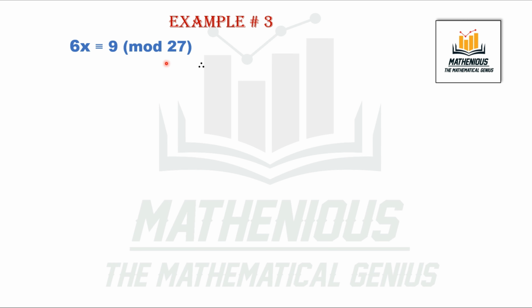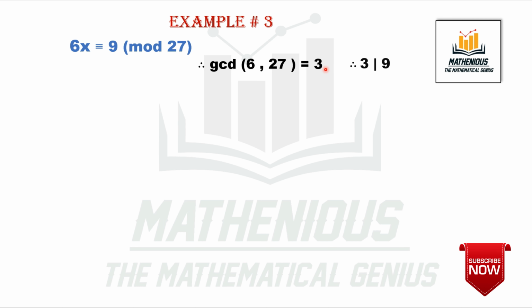If we take the GCD of 6 and 27, it is equal to 3. First we are just going to evaluate whether this congruence is solvable or not. GCD of 6 and 27 is 3. If 3 divides 9, then this congruence is solvable. We know that 3 divides 9, so this congruence is solvable. On the other hand, we also know that GCD of a and n in this case is 3, so the number of incongruent solutions for this congruence is 3.